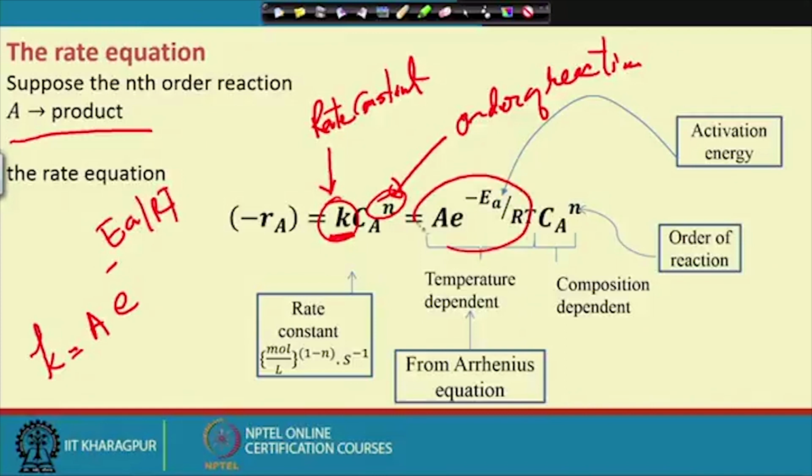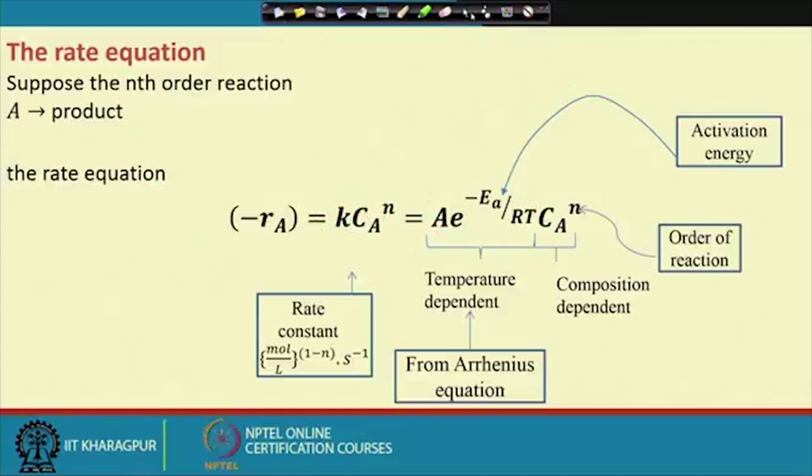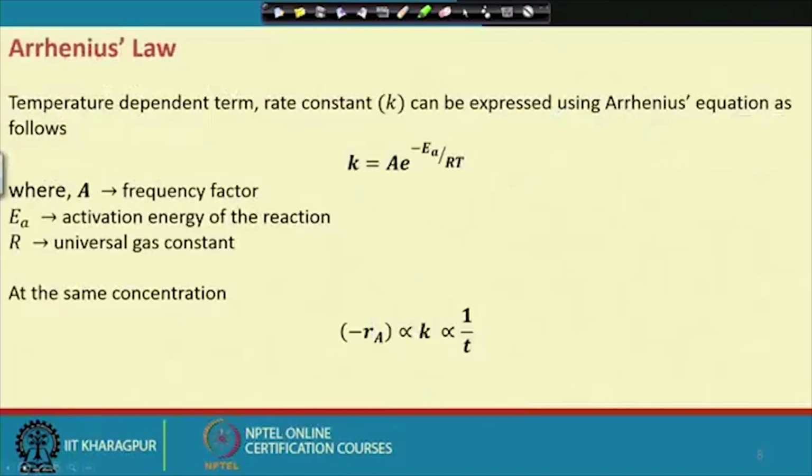So, if we put it here, the whole equation looks like this. This is the Arrhenius equation I told you. Now, the rate of reaction is again directly proportional to k. So, since the rate of reaction is proportional to k, it is inversely proportional to T, that is, 1 by T.